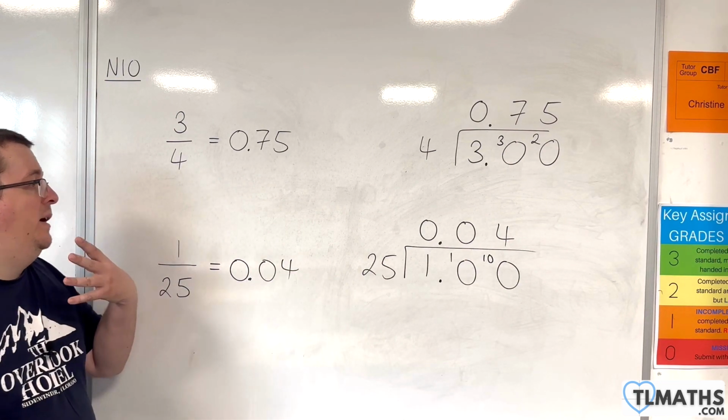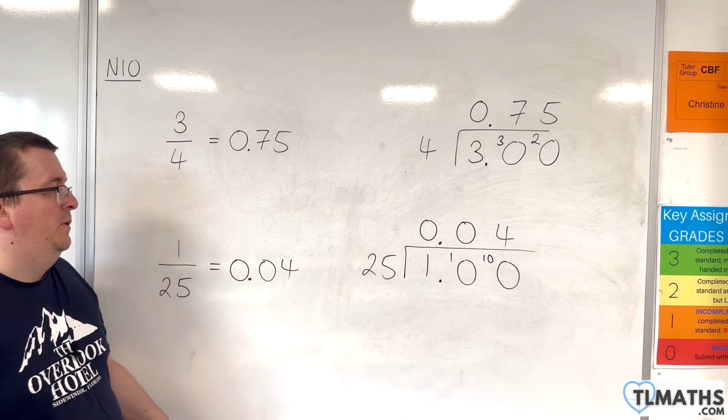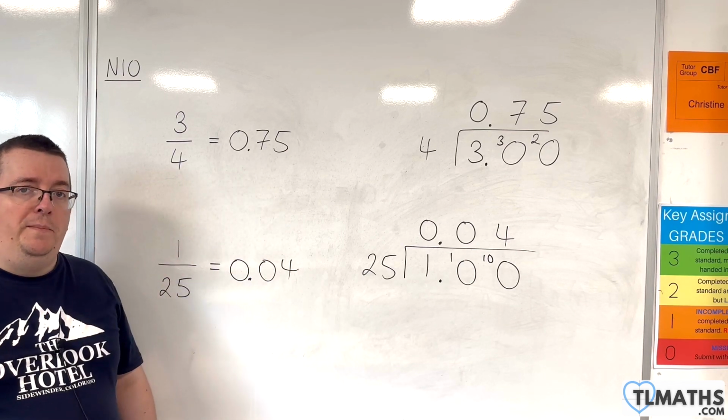And so that is how we can convert a fraction into a decimal, and the results here are both terminating decimals.